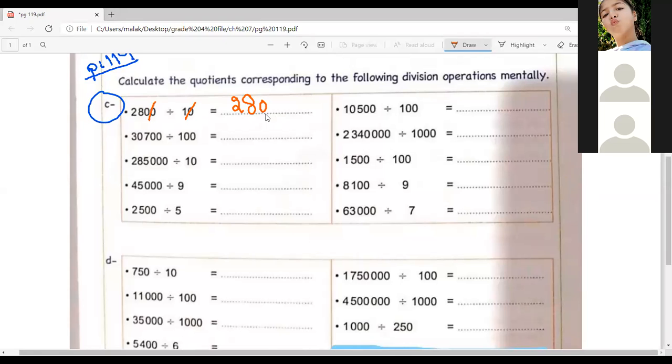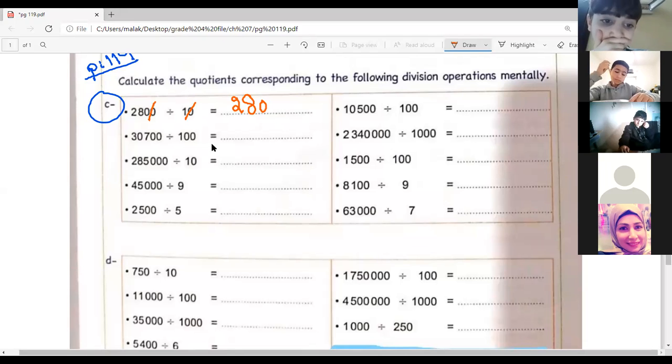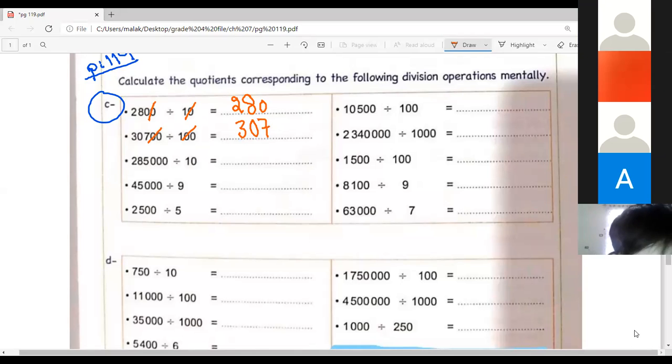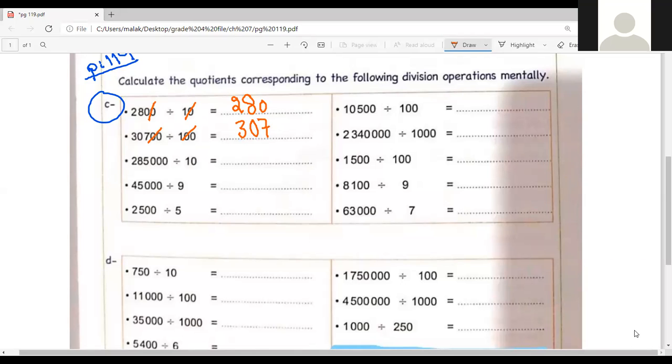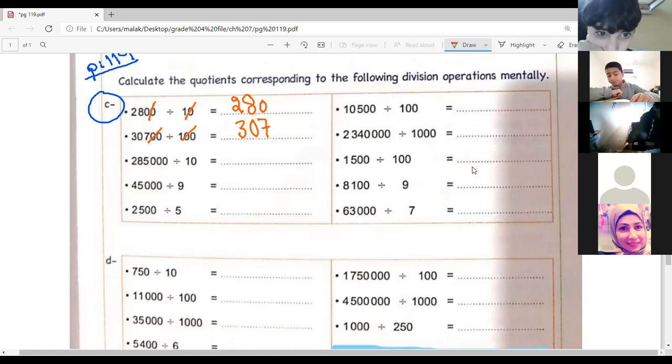Bravo Amir. Now Ahmed Alawi. 370. How many zeros do we have to cross from each side, Ahmed? 2. So the answer is? 300. Okay, thank you, Ahmed. Asil Asim, are you listening to me? Asil? The zeros that we cross, we remove them.